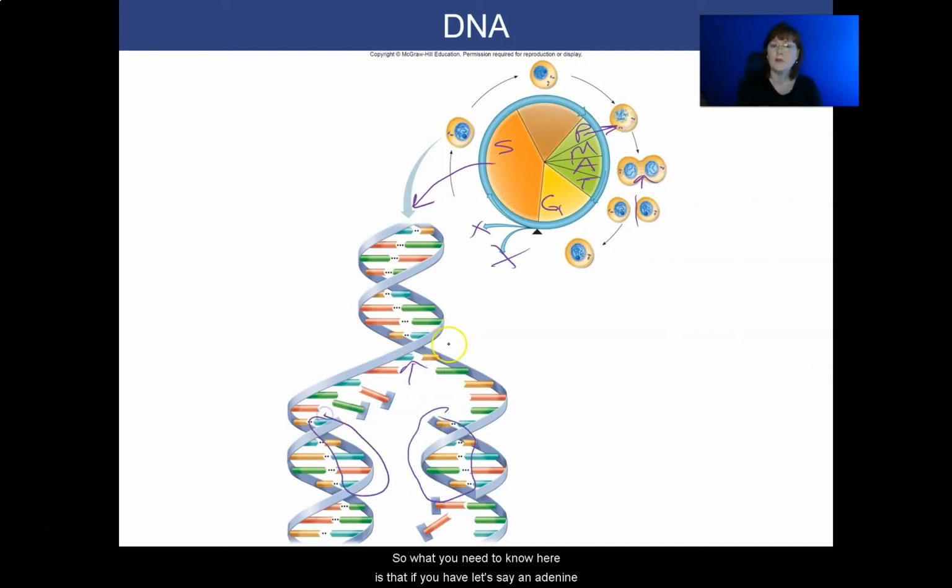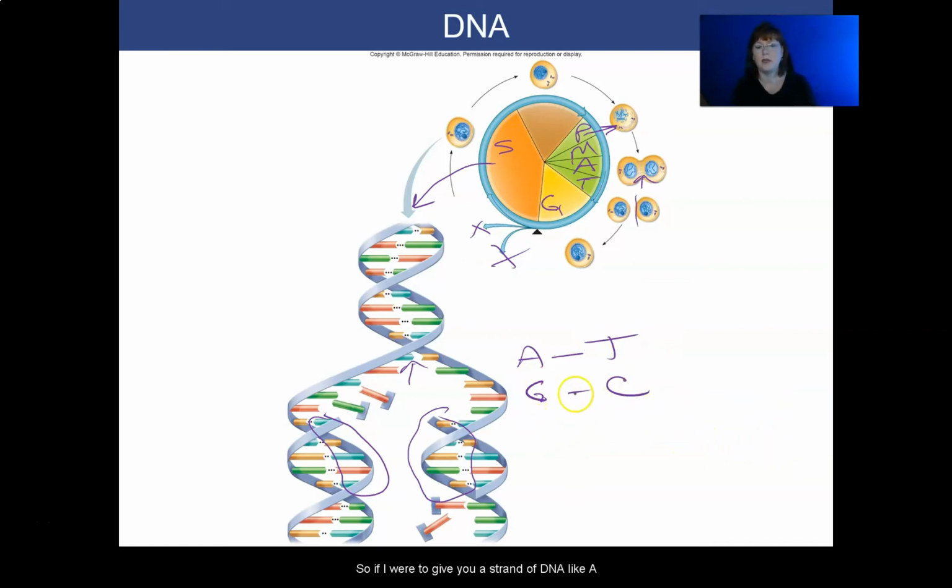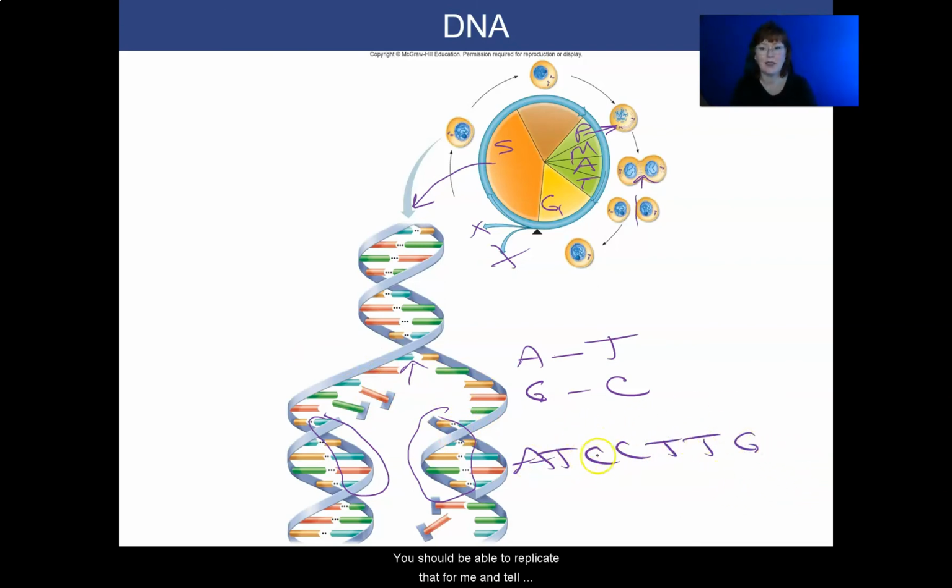nucleotides. So what you need to know here is that if you have, let's say, an adenine, then it's going to want to bond to thymine. And if you have a guanine, it's going to bond to cytosine. So if I were to give you a strand of DNA, like A, T, C, C, T, T, G, you should be able to replicate that for me and tell me that the complementary strand, the other side of that DNA ladder, would end up being T, A, G, G, A, A, C. Simple, right? Just need to pair A with T and G with C.